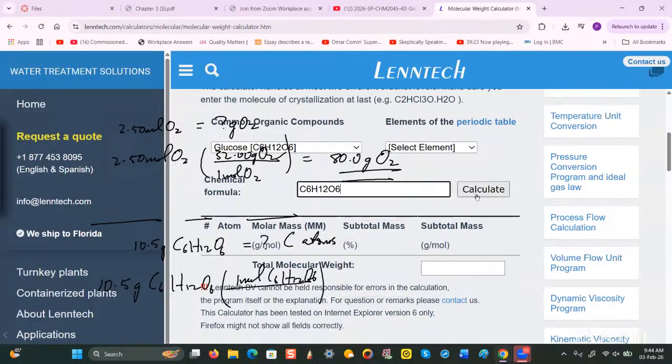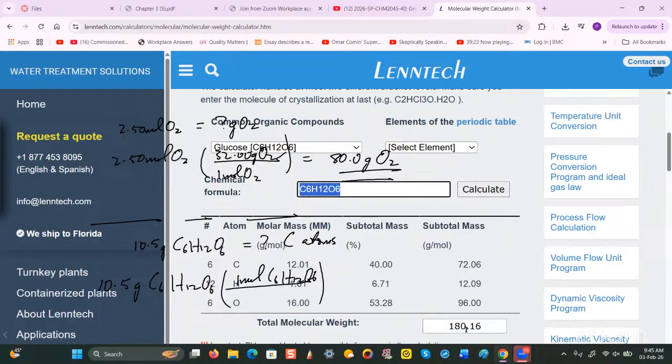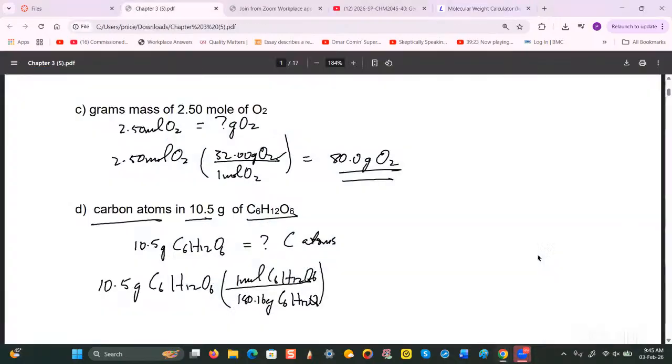C6H12O6 and calculate. 180.16 is the molar mass of C6H12O6, so that would go down here: 180.16 grams of C6H12O6. All right. Okay, so let me get back to the assignment here. That's the first step.